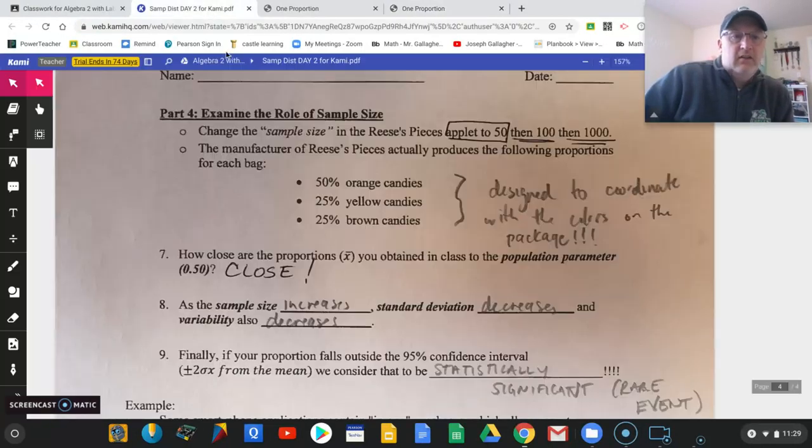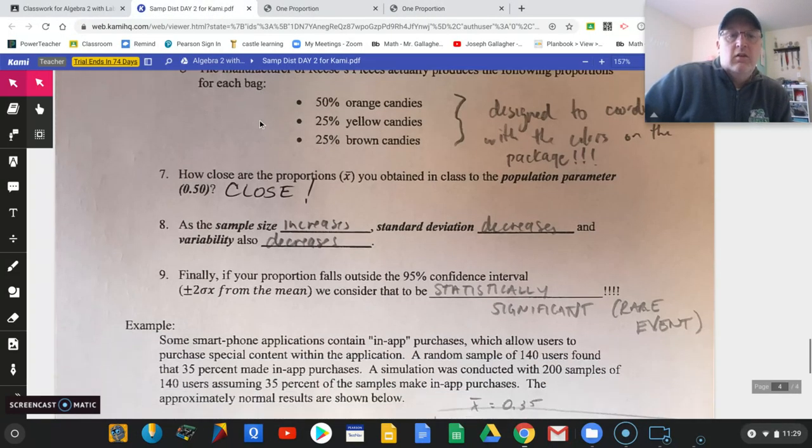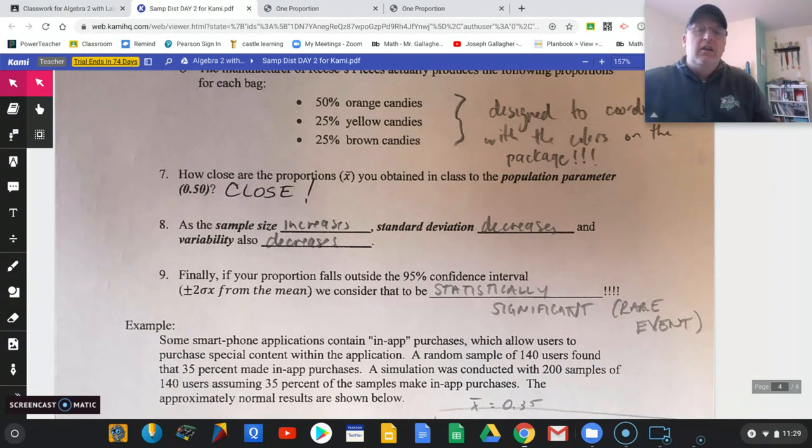So going back and looking at this information, how close are the proportions, my mean, obtained in the class to the population parameter of 0.50? Well, with my original one, when we did it in the class, I had 0.507, so I was pretty close. As I increased my sample size to 50, I went to 0.535. That's a little farther away. And then with 100, I went to 0.505. That was really close. And then I went to 0.502, got even closer. So we got really close to my mean with having a larger sample size.